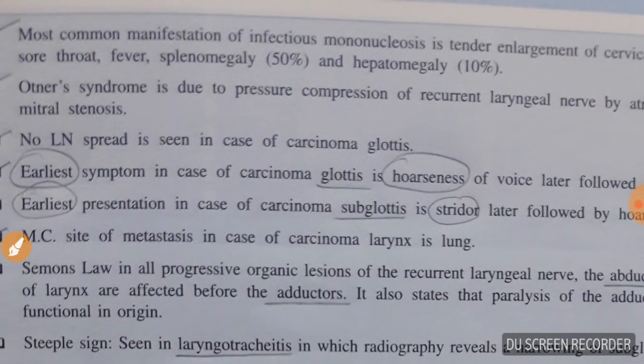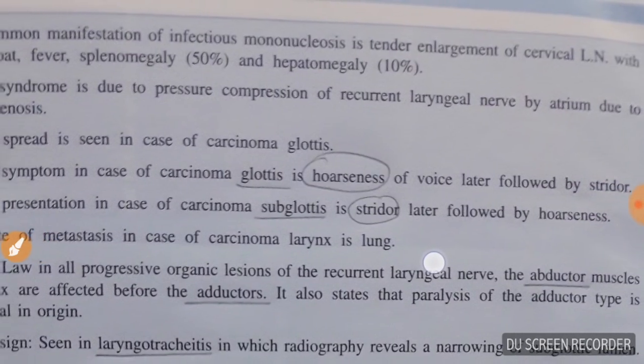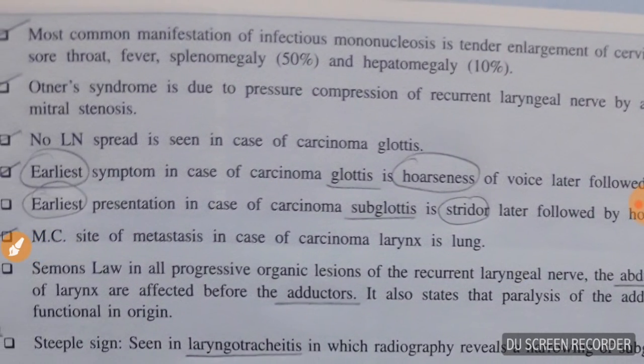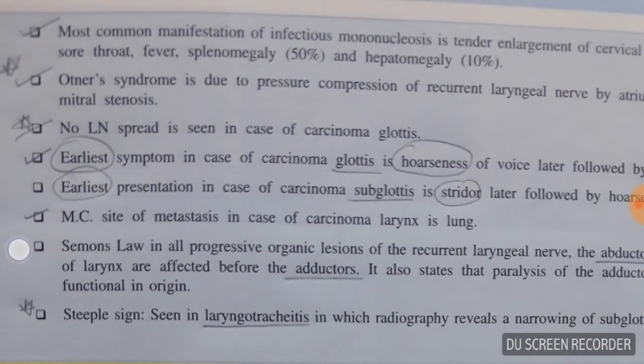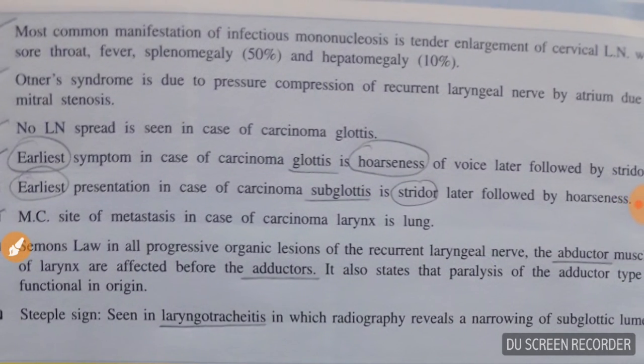Most common manifestation of infectious mononucleosis is tender enlargement of cervical lymph node with sore throat, fever, splenomegaly. Means mostly you need to remember that the most common manifestation of infectious mononucleosis is tender enlargement of cervical lymph node. Ortner syndrome is due to compression of recurrent laryngeal nerve by the left atrium due to mitral stenosis.